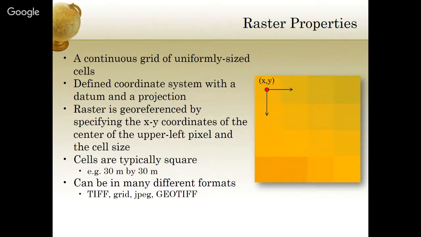Continuous data. Continuous data, so things that vary continuously over the Earth's surface, things like precipitation, temperature, elevation, land use, all of these things we're going to model as a raster.